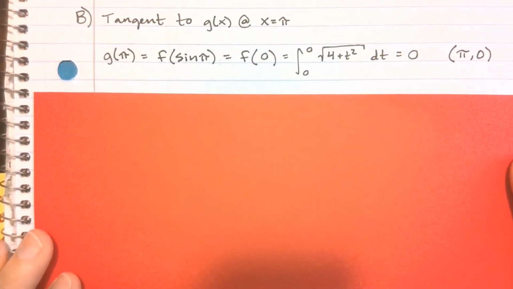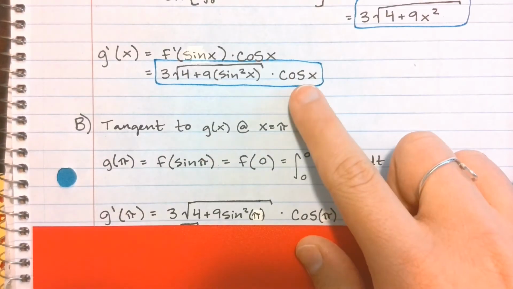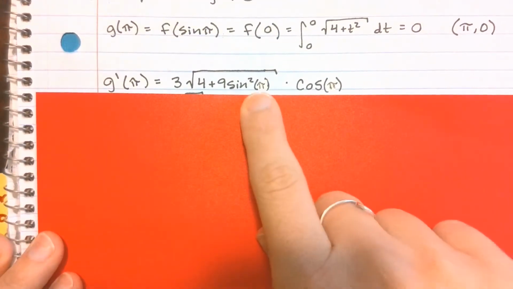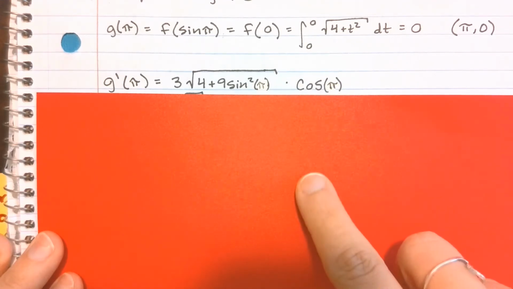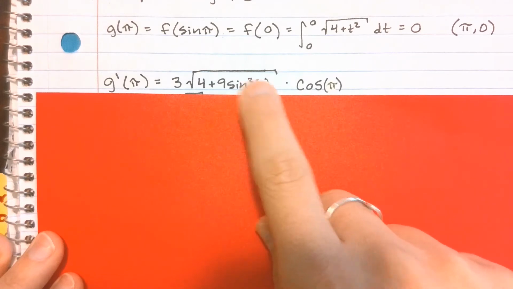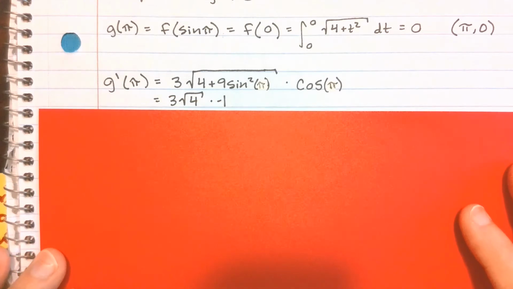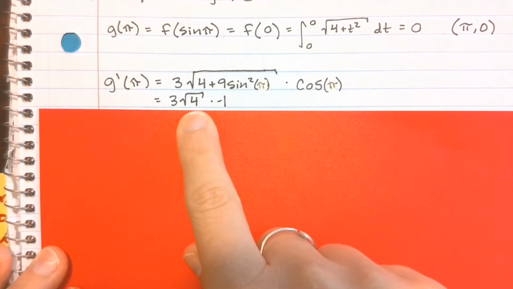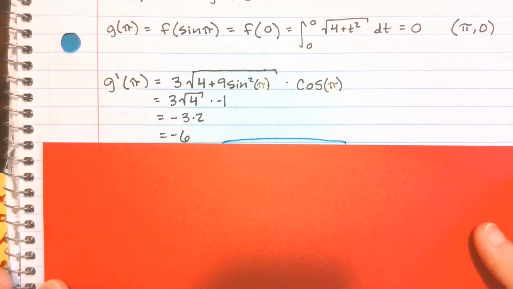The other part of my tangent line is figuring out the slope when x is pi. So I'm going to my g prime, which I had calculated up here. I'm plugging in pi. I accidentally plugged in 0 first. I'm plugging in pi for both of these. My sine of pi we found up here was 0. Cosine of pi is going to be negative 1. So when I replace those things, that whole part ends up being 0. Taking the square root of 4, I get 3 times 2 there. And it's going to be negative 6.